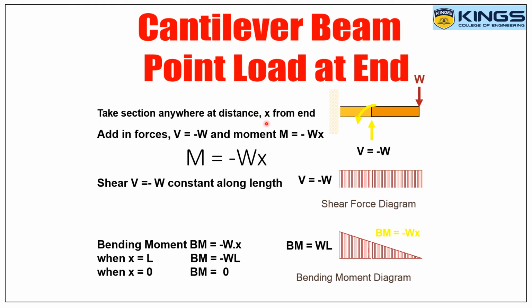So first, we had the separation of the free body diagram, then the forces are added, and then finally we find the shear force and then the bending moment. The bending moment of this cantilever beam is minus W into x. When x is equal to L, the maximum length, the bending moment will be minus WL, and when x is equal to 0, the bending moment will be 0. So the diagram for this example cantilever with the point load at the end will be like this.